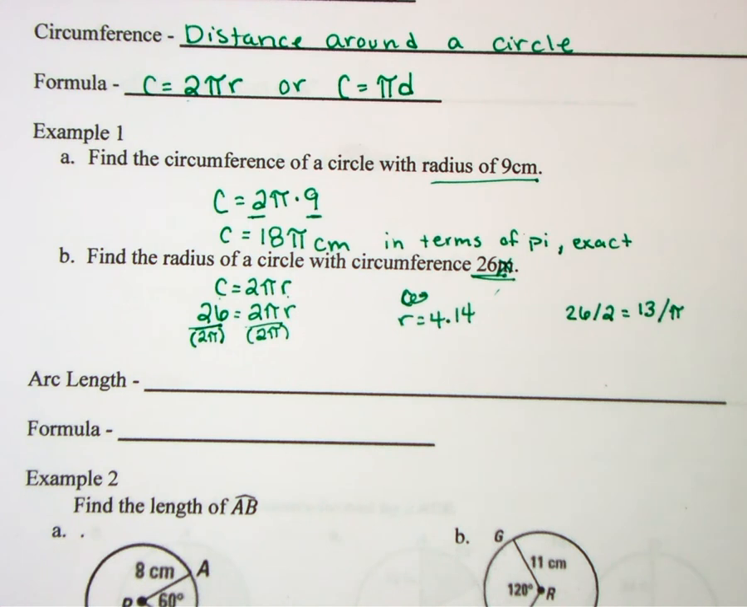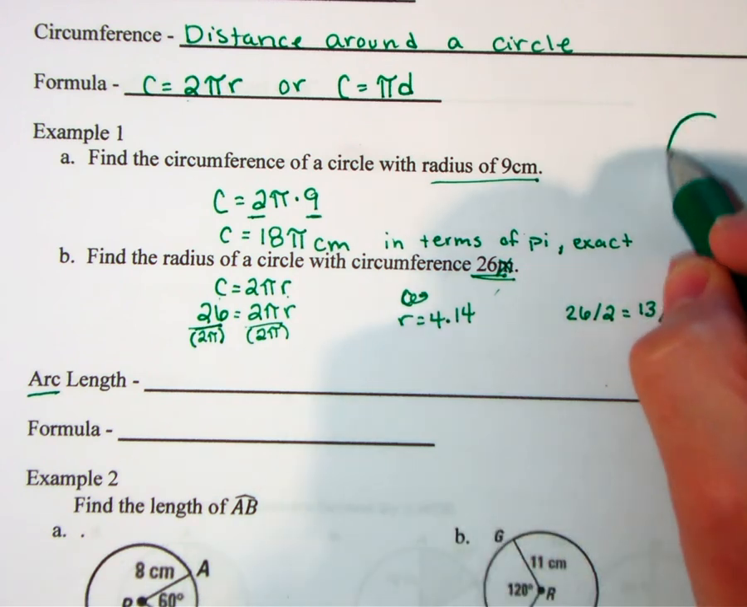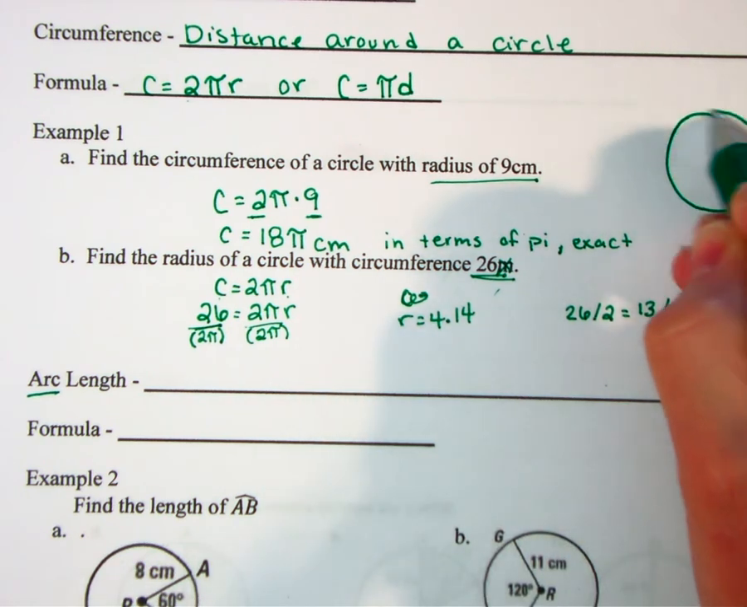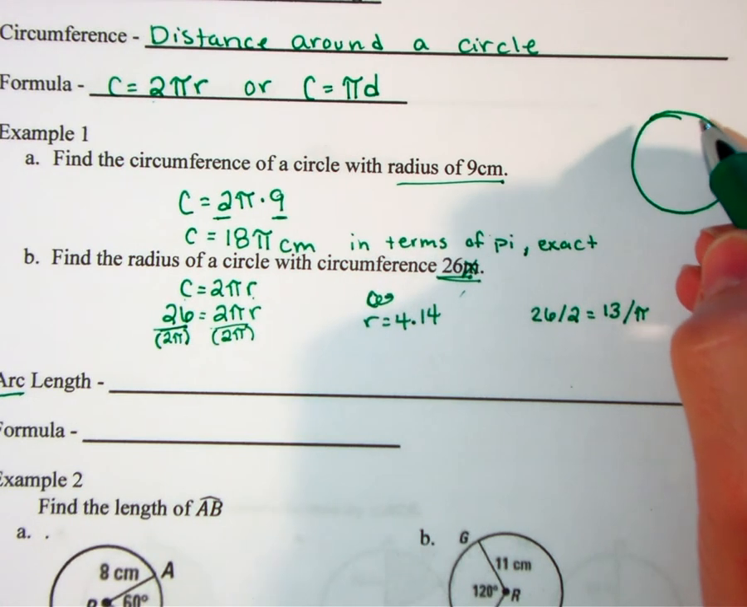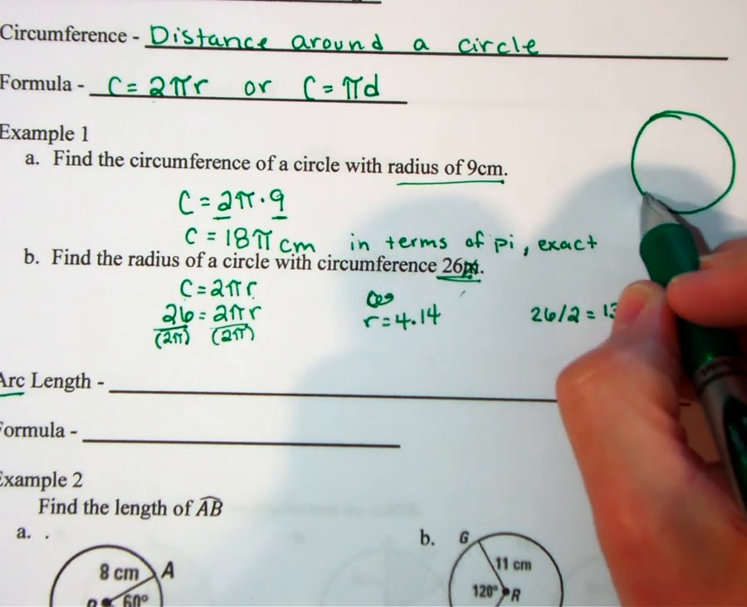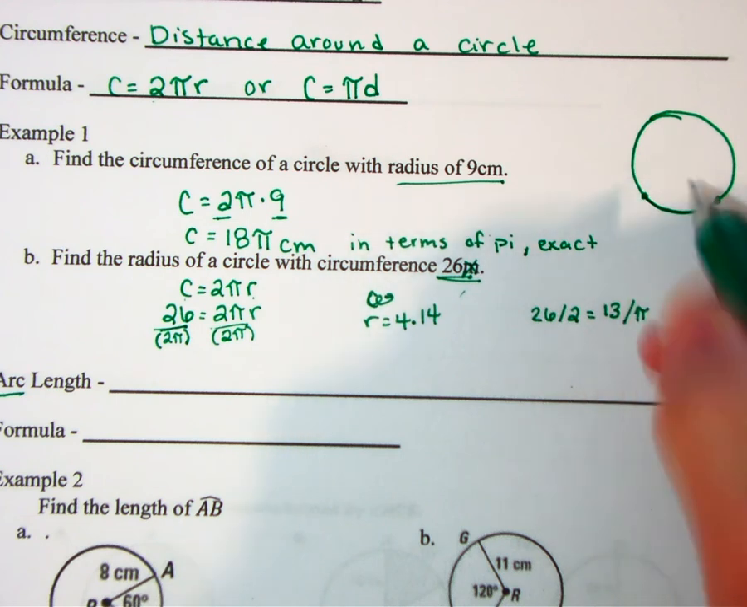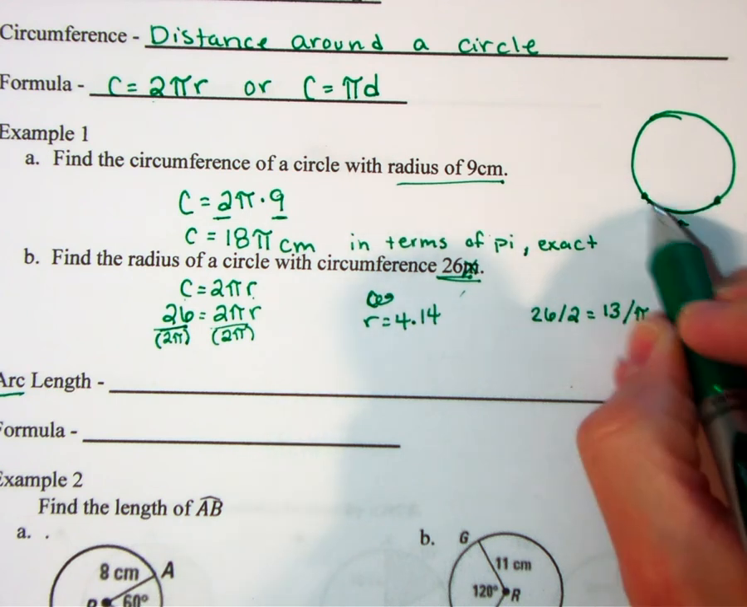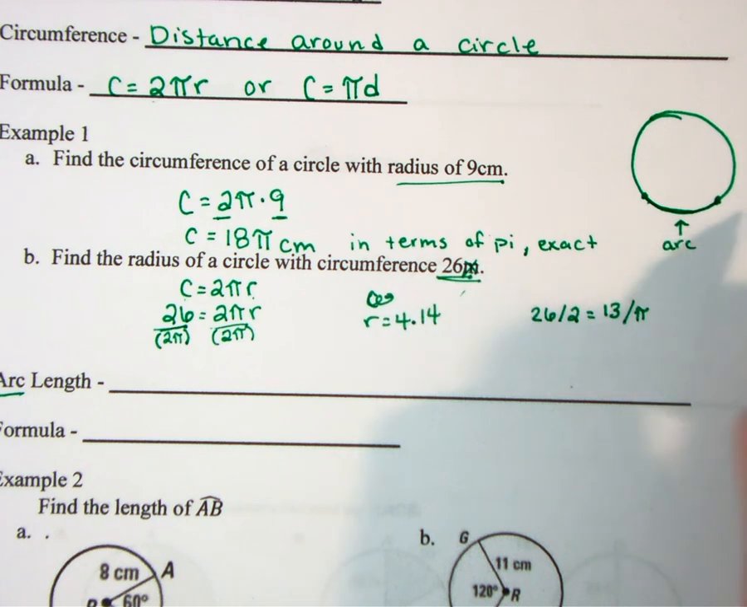Okay, moving forward. So now we're doing arc length. Arc length is a portion of your circumference. In a circle, circumference is the distance all the way around the circle. So arc length is going to be just the length of some portion of the circle. So it's only like this length. That is an arc on the circle, and how long is that arc? That's what arc length is.